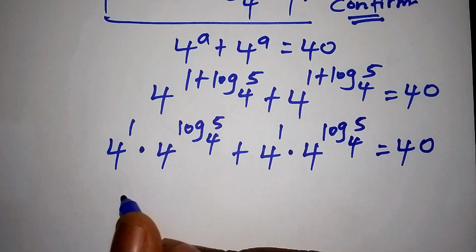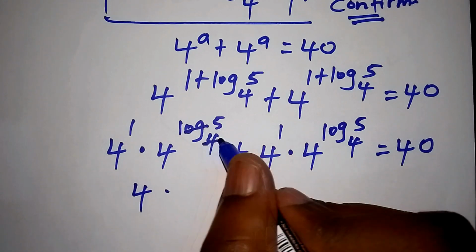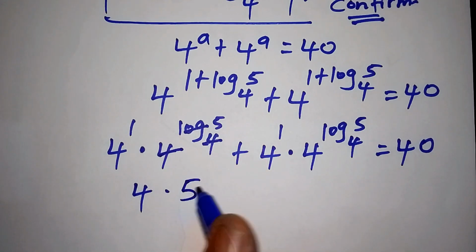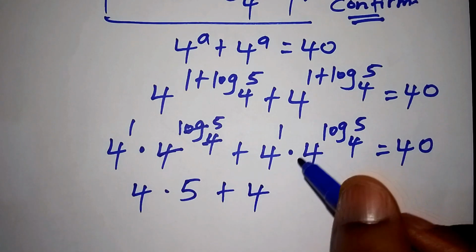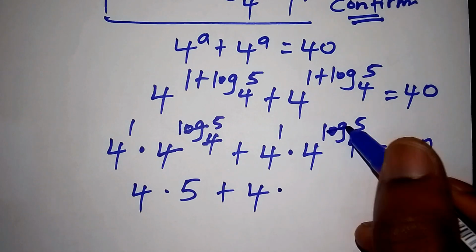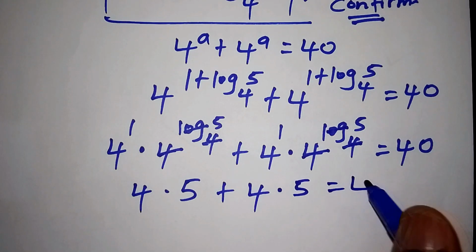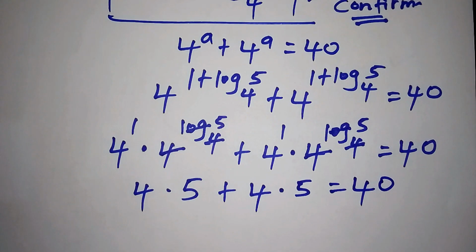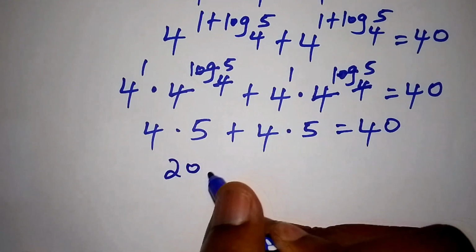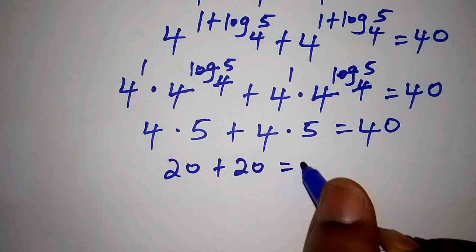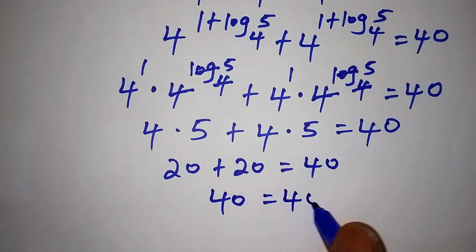So 4 to the power of 1 is 4, multiplied by, the log to the base of 4 cancels with this 4, so we now have 5. Then plus 4 to the power of 1 is 4, multiplied by, the log to the base of 4 cancels this 4, so we now have 5, is equal to 40. So 4 multiplied by 5 is 20, plus 20 is equal to 40. So 20 plus 20 is 40, equal to 40.